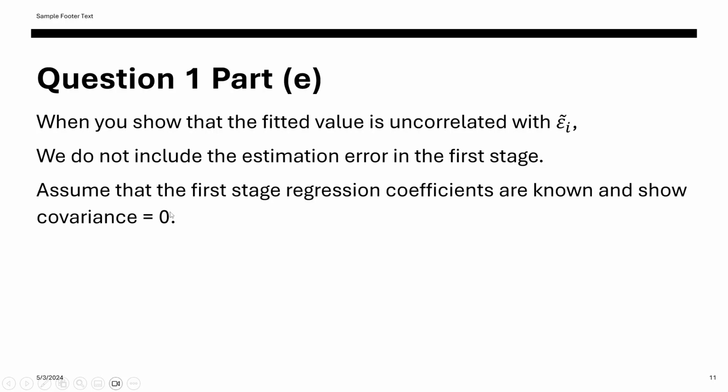So I want you to distinguish the estimation argument and the identification argument, right? This is a theoretical analysis. Covariance is zero, so we are not talking about the estimation error.